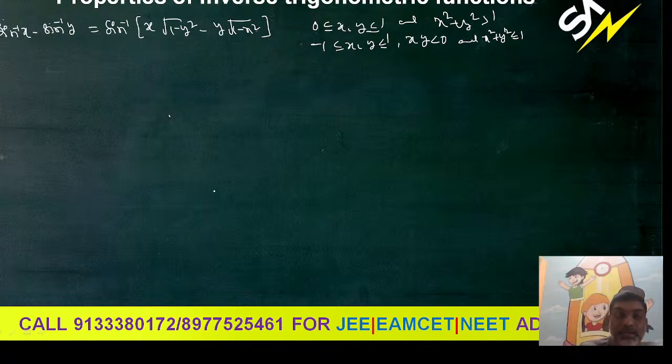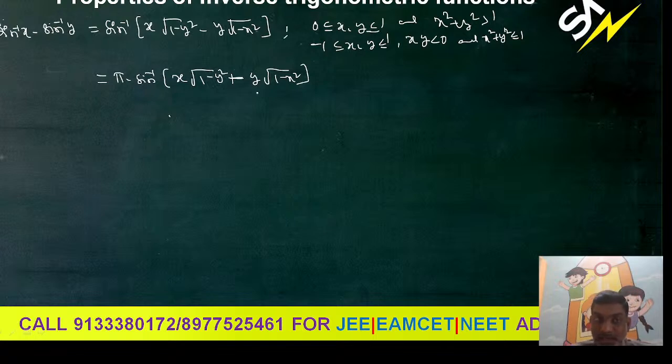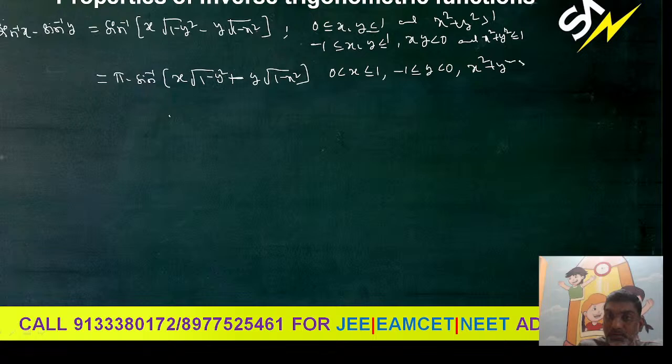Next formula, pi minus sine inverse of x into under root of 1 minus y square minus y into under root of 1 minus x square. So here what are the conditions? Here the conditions are 0 less than x less than or equals to 1, and minus 1 less than or equals to y is less than 0, and x square plus y square is greater than 1.